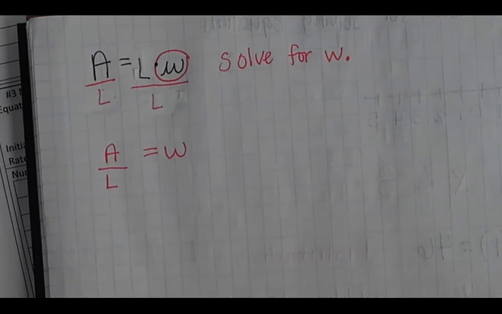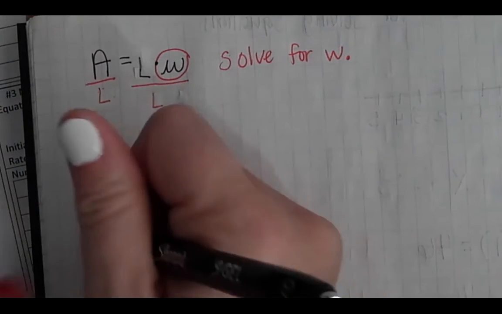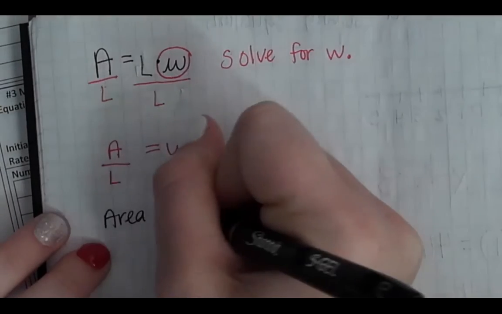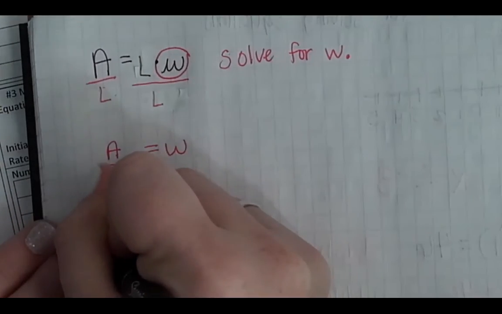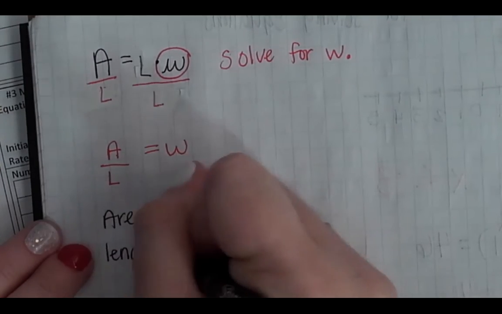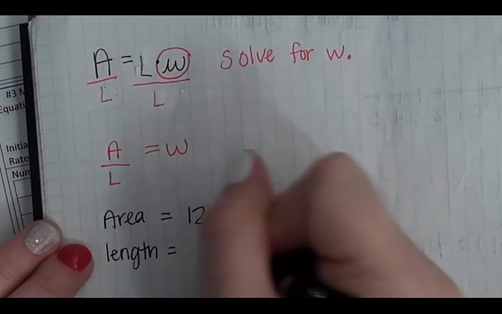So if I told you that we had an area of, somebody give me a random number, 12. And I had a length of, somebody give me another random number, 6.